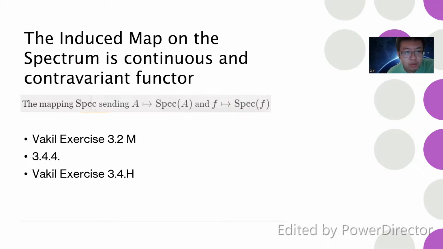And today I want to prove another important fact: that the induced map on the spectrum is continuous and a contravariant functor. This is also an important property, also showing up in Vakil's exercise. So as I say, algebraic geometry is difficult.